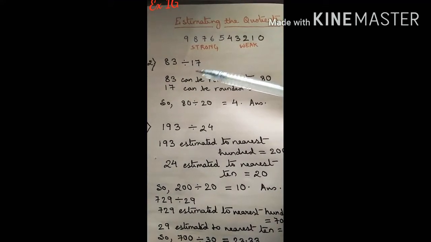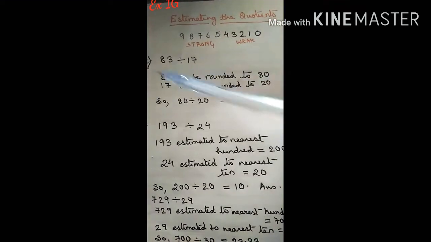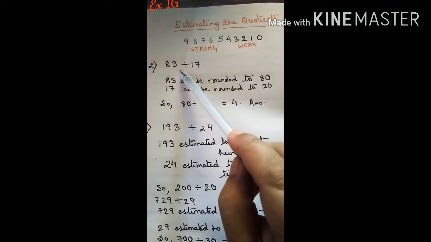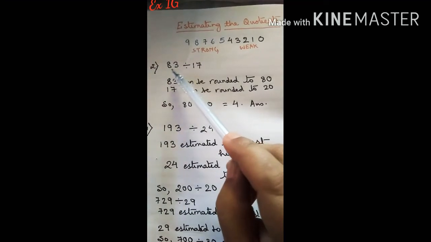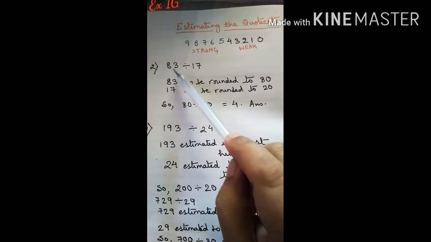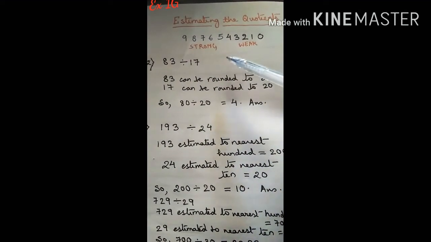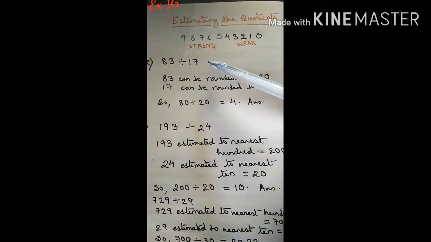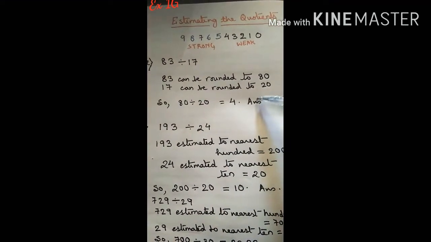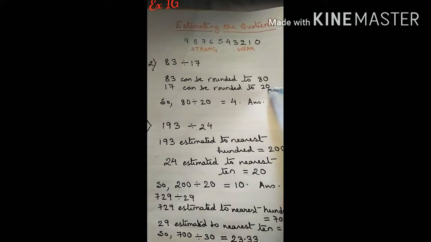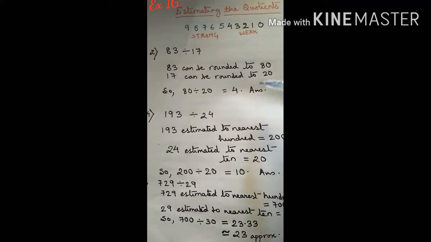83 divided by 17. So 83 can be rounded to... See here, we have a two digit number, so 83 we have to round to tens, right? So 3 is a weak number. Hence 83 can be rounded to 80. And 17, again we have to round it to tens. 7 is a strong number. So 17 can be rounded to 20. So 80 divided by 20, we are getting 4.